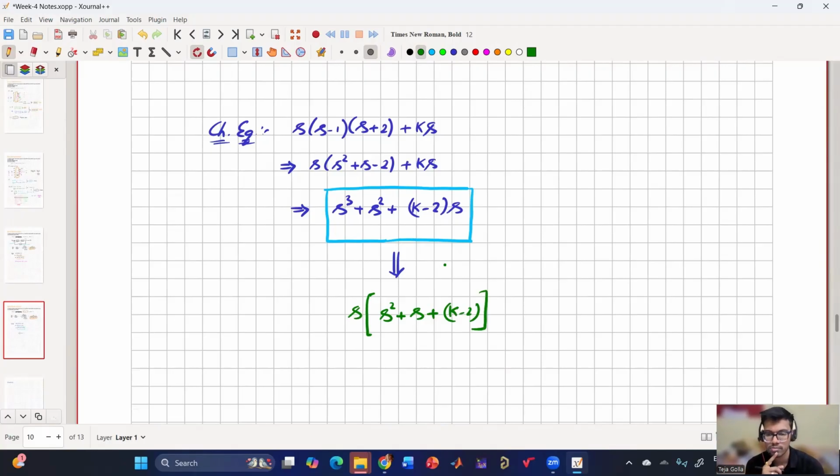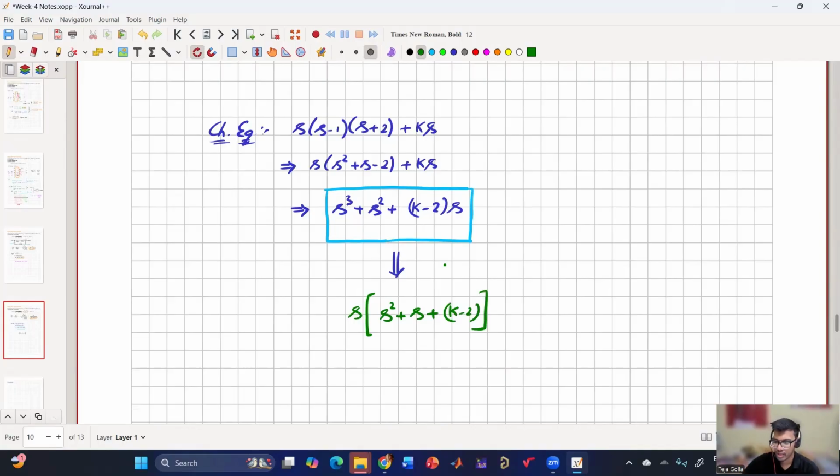Then I'll get s square plus s plus K minus 2, right? So now can we say anything? One is marginally stable, if we are seeing, and then K minus 2 has to be positive. Yes, very good. So when the coefficient is missing, like the s to the power 0, one root is always at the origin. So it is marginally stable.